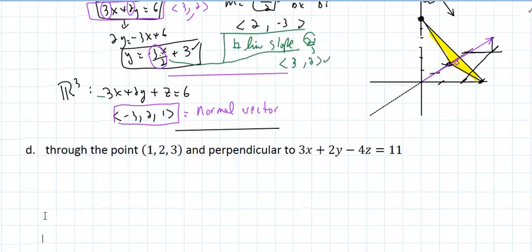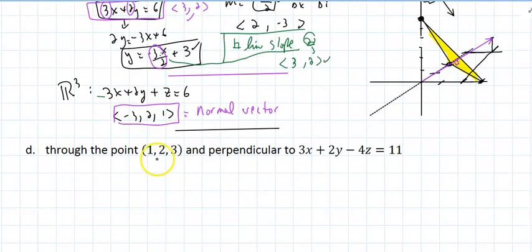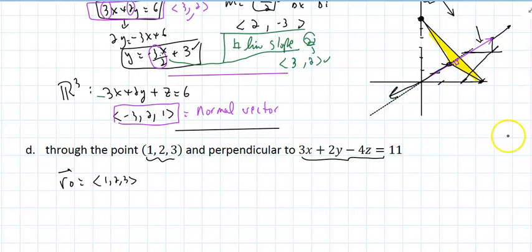Find me an equation of a line in 3 dimensions. Well, hey, no big deal. R sub 0 is 1, 2, 3. It's always given. I need a parallel vector. Find me a line through this point perpendicular to this plane. Isn't any multiple of that vector perpendicular to the plane, whether you extend it forward or go backwards? It doesn't matter. That's going to be perpendicular no matter what. Isn't a vector perpendicular to the plane 3, 2, negative 4?